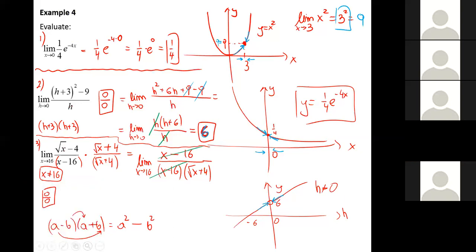The 0 is gone. Now I can use my direct substitution. Square root of 16 is 4. 4 plus 4 is 8. 1 over 8. And we can see a really nice limit. And the same thing.